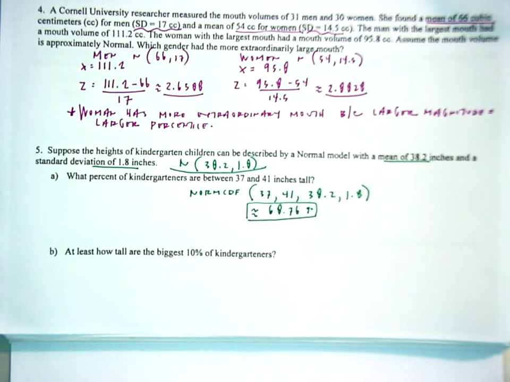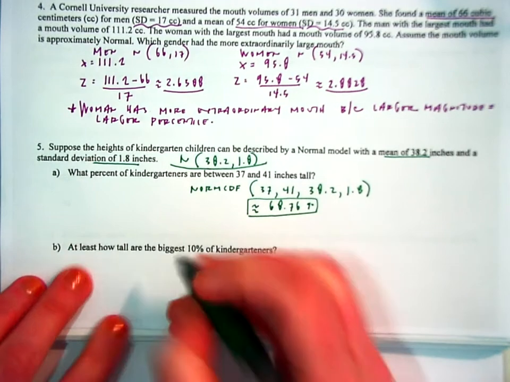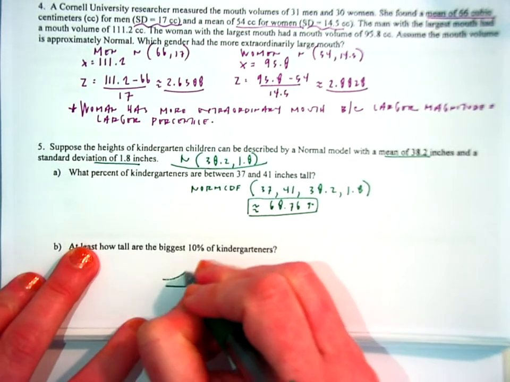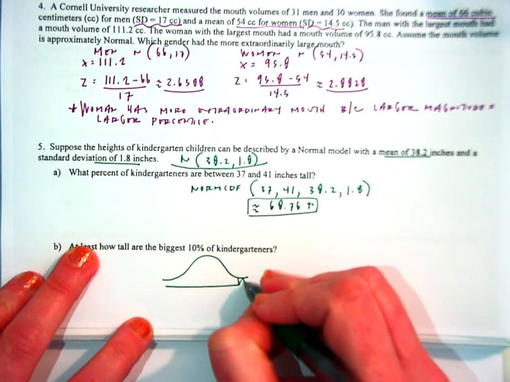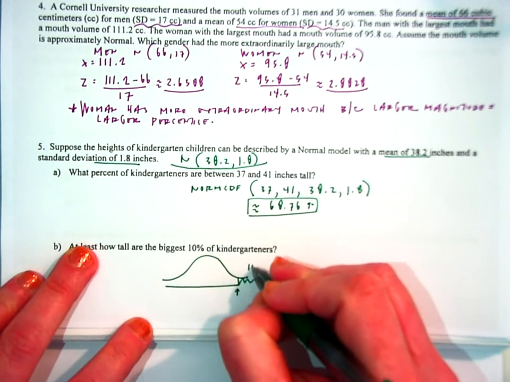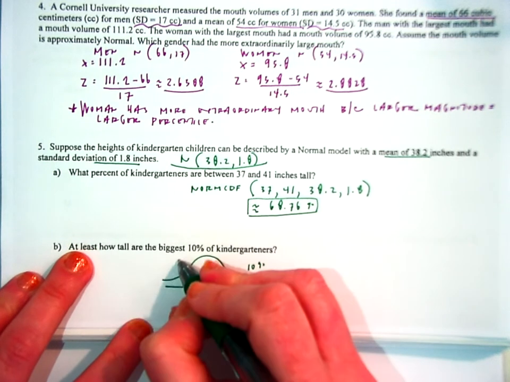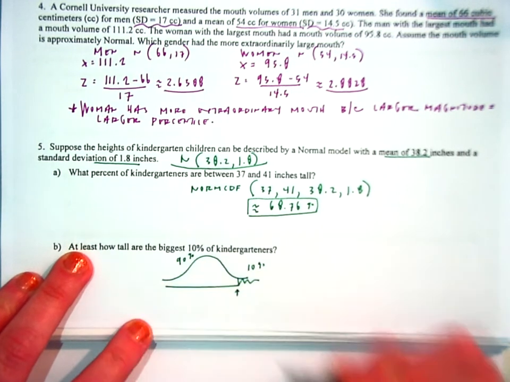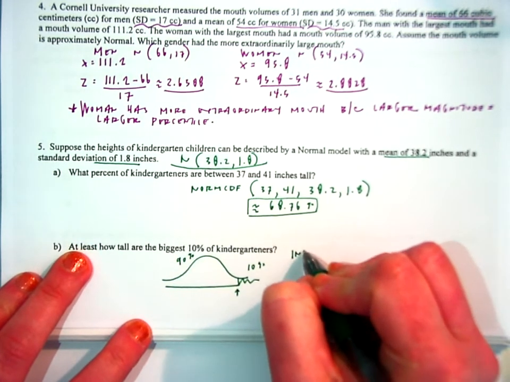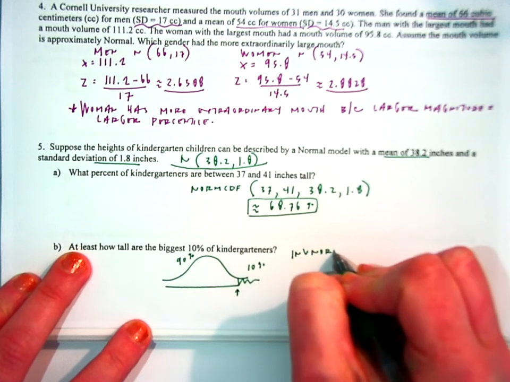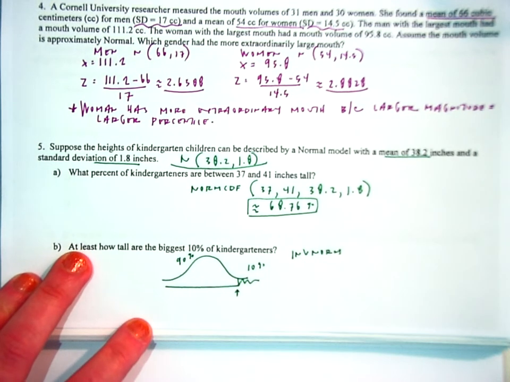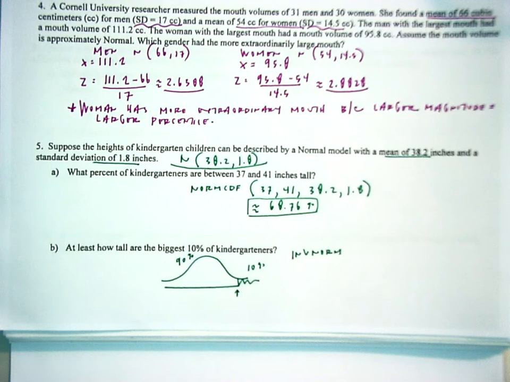Okay, at least how tall are the biggest 10% of kindergartners? Okay, let's visualize. So here's the biggest 10% right here, which means that that marker here would be the smallest 90 over here. So I'm going to use inverse norm. And same thing, I can use my raw data now. Excellent, beautiful shortcut. I do not have to convert to z-scores, not anymore.